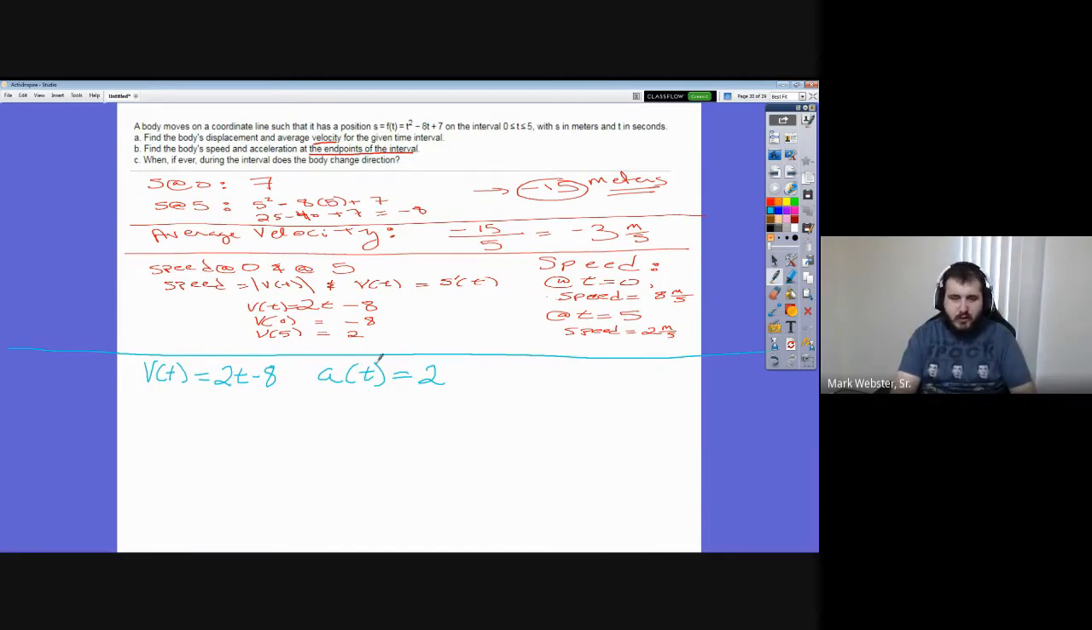All right, so now we have our acceleration, 2. In this case, again, the units here are meters per second squared. So now we want to know what the acceleration is at the endpoints. Well, look, is there a t in here anywhere? No. If I plug in 0 for t, does that change the fact that this is just the number 2? No, it doesn't.